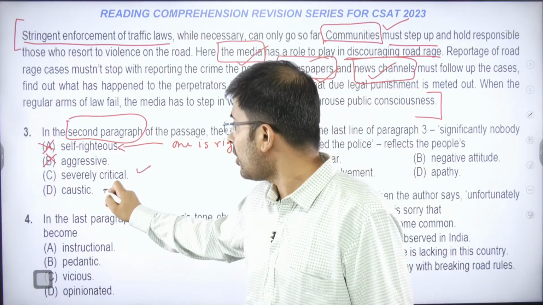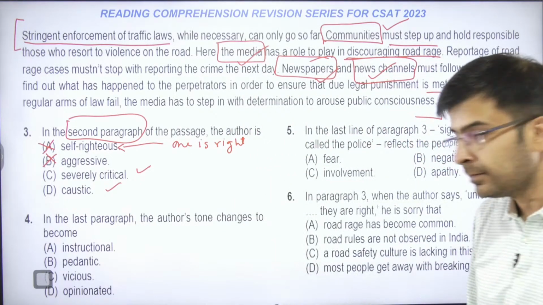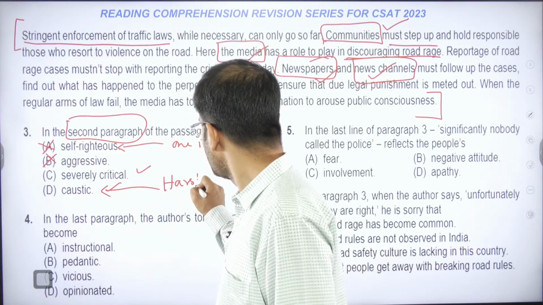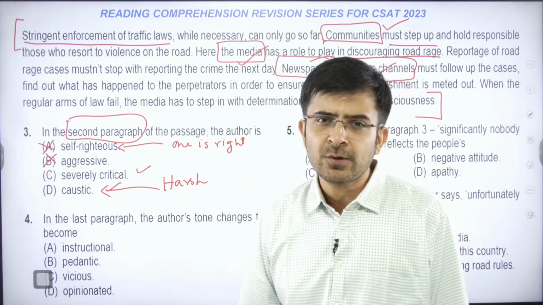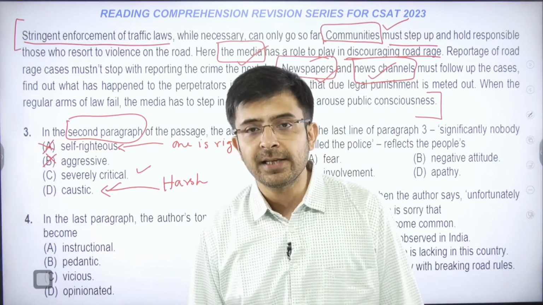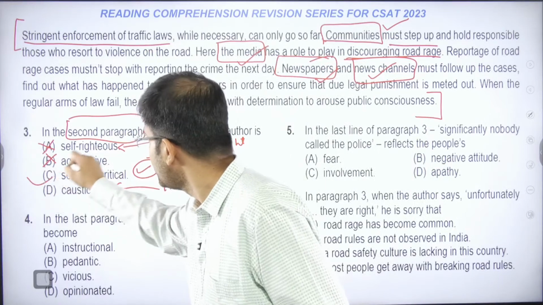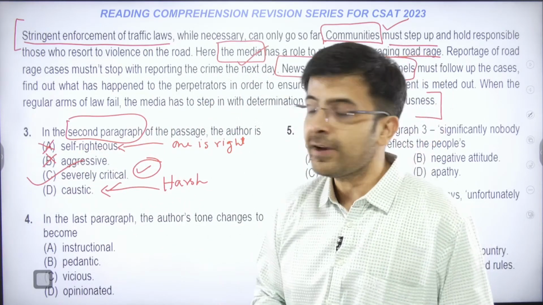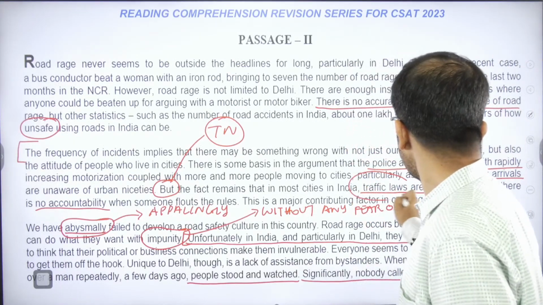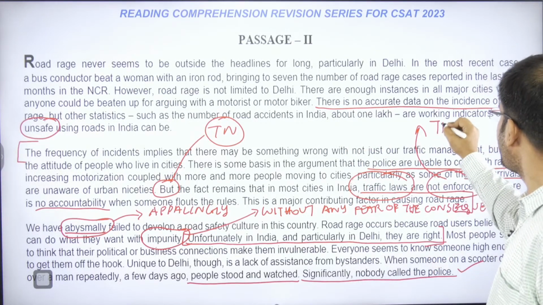Thereafter, severely critical or caustic? Now, which one would you mark? Severely critical or caustic? Is the author being harsh? Like I told you, caustic would be harsh. Is the author being harsh when saying that there is no accountability? No, the author is stating the truth. The author is being critical of the agencies that are in charge of traffic enforcement. Okay? So, the best answer for us becomes severely critical. The author is severely critical of who? Traffic laws are not enforced. The author is critical or severely critical of traffic enforcement.